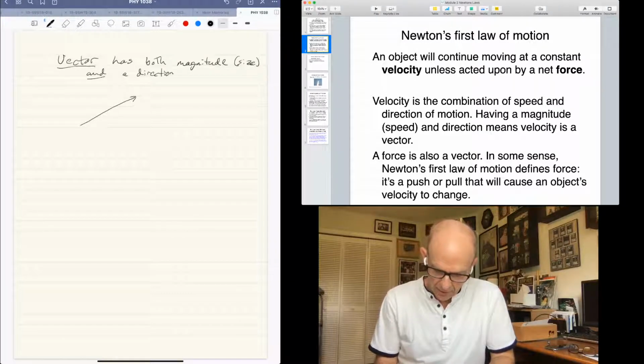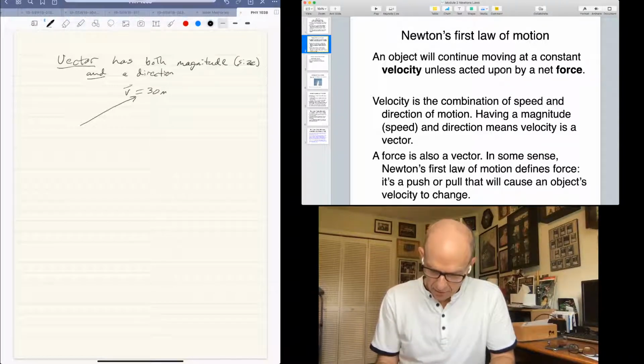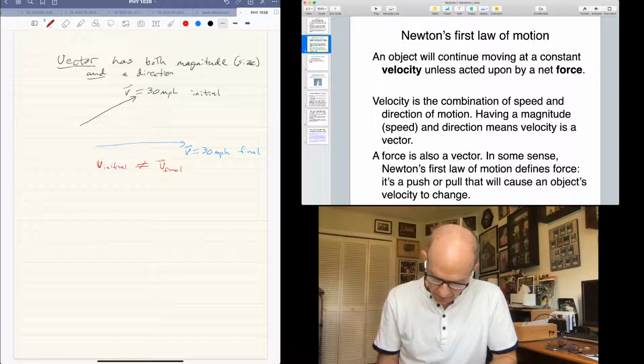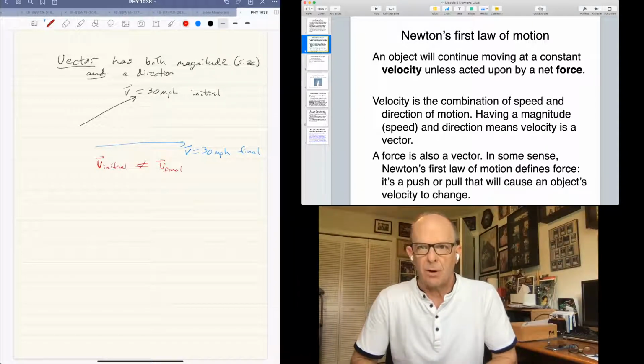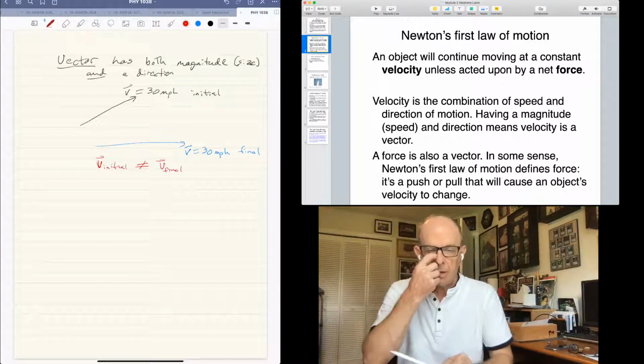If I have an initial velocity this way, I write v with a little arrow over it, and maybe it's traveling at 30 miles per hour in this direction, and that's my initial velocity. I could have some later velocity this way that's also 30 miles per hour. That's my final velocity. And notice the speed is the same, but here v initial is not equal to v final because the directions of those two arrows are different. So something had happened to change the direction of the thing going from this way to going this way, even though the speed did not change at all.